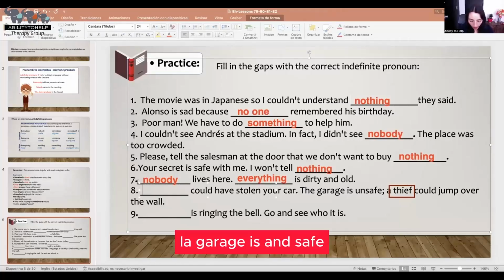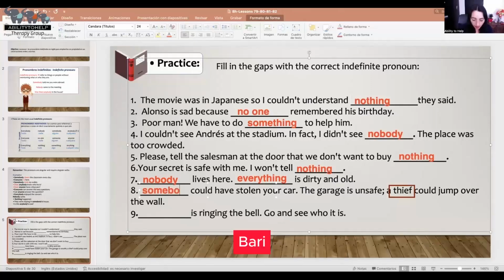Someone or somebody. Somebody could have stolen your car. The garage is unsafe. A thief could jump over the wall. So it is your fault. Last one.